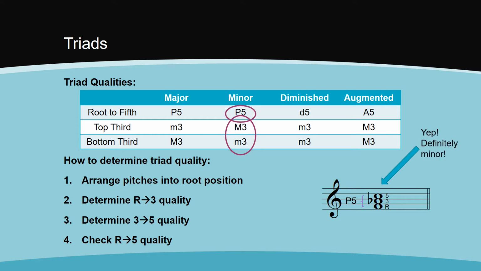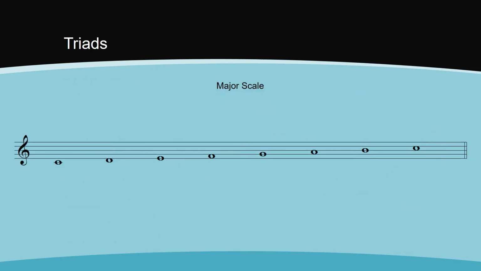Let's build triads on each scale degree of a major scale. This is the C major scale. Here's what the scale looks like when we add triads to every scale member. And here's what the quality of each triad is.